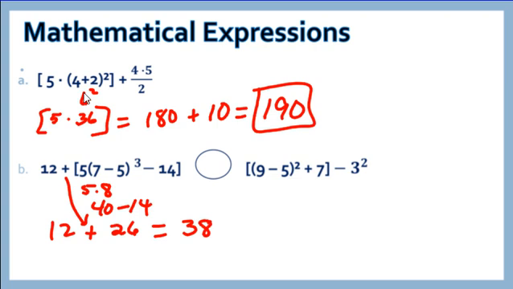Other side, inside out. 9 minus 5 is 4. 4 squared is 16. Plus 7 gives me my 23. On the outside, minus 3 squared is 9. 23 minus 9 is 14. 38 is greater than 14. So there's my solution.